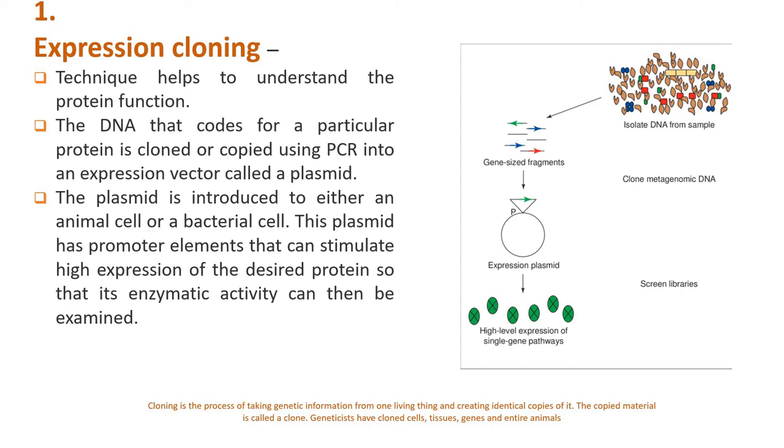As shown in the diagram here, we take the DNA isolated from the tissue, for example, and after that, the fragments that control the synthesis of a specific protein will be introduced into a plasmid. The plasmid will be introduced into an animal cell or bacterial cell, and by the PCR technique we will have cloning and copying many times, and therefore we can examine the enzymatic activity of that specific protein.